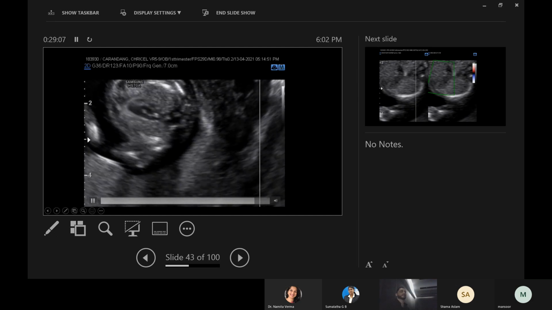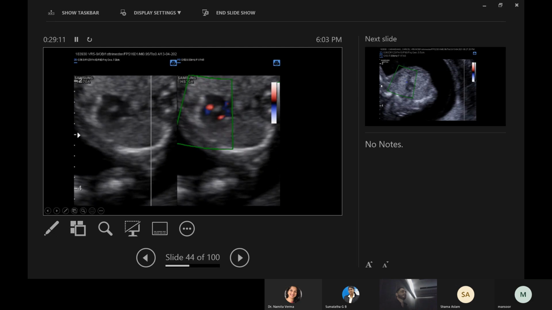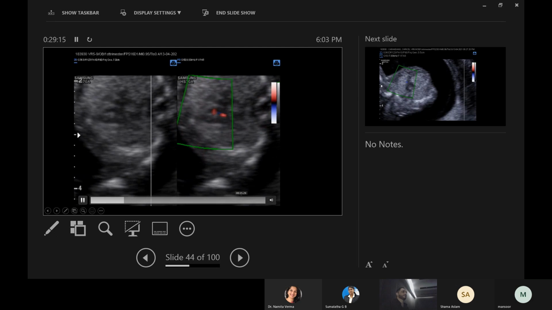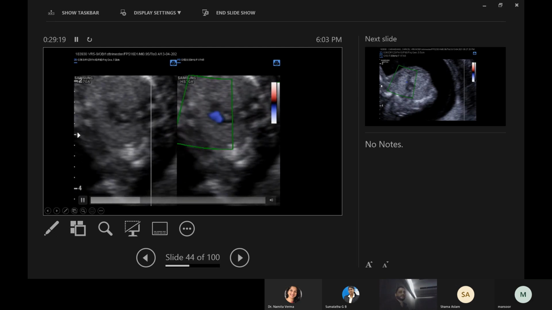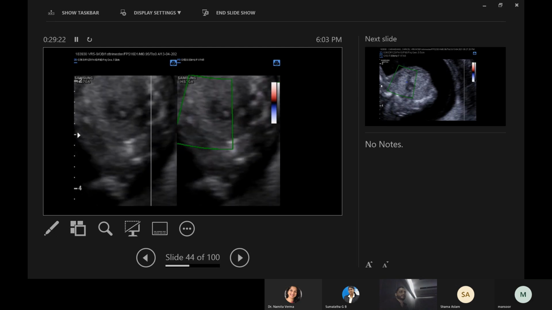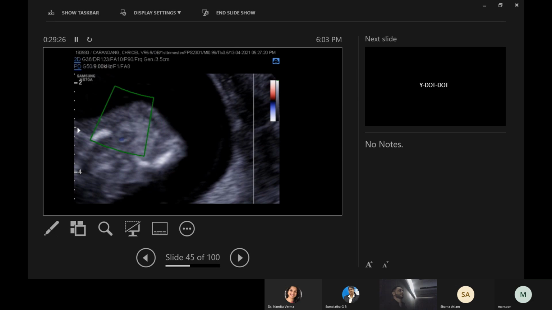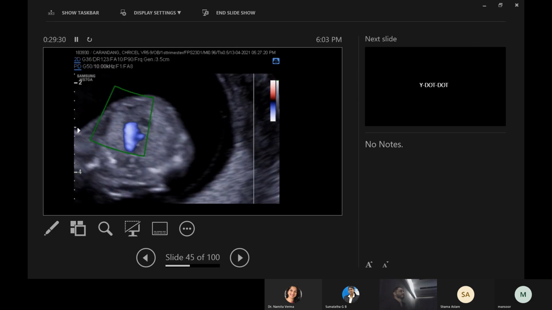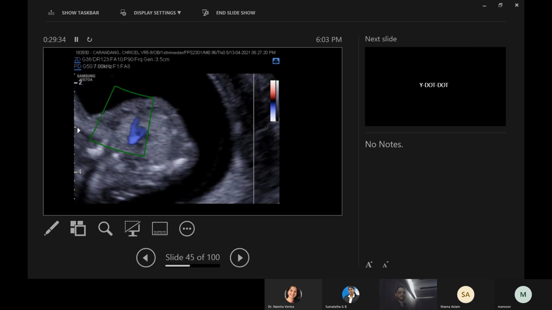I think we'll go for the next clip. This is the same thing with color, the four chamber view, and this is a very long video, so we'll skip to the next slide. That is where the great vessels also are seen. We can see very clearly the 3VT, the three vessel trachea view with color. And then we can trace back the great vessels into the baby's heart.